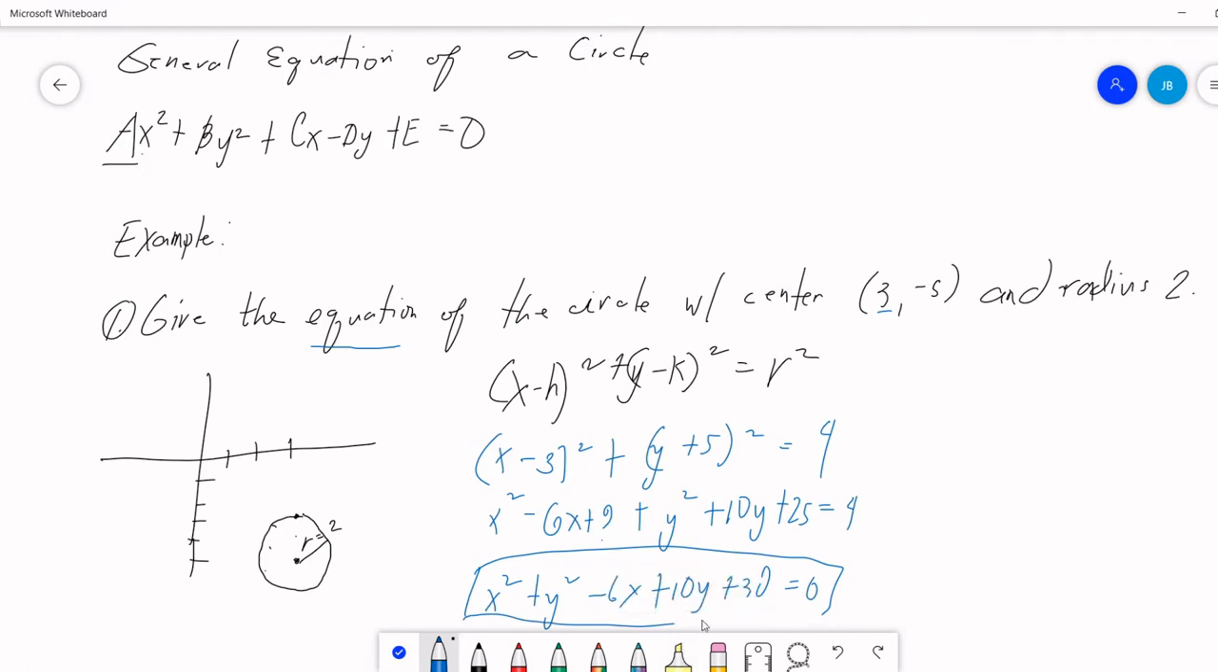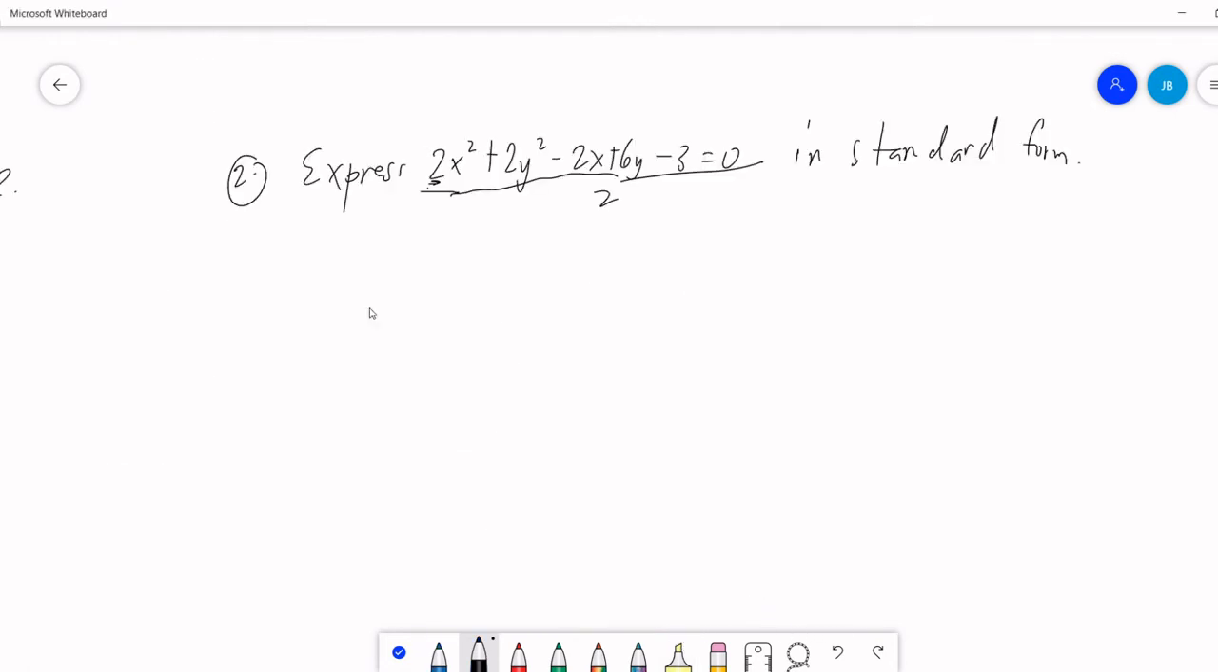Okay, so express 2x squared plus 2y squared minus 2x plus 6y minus 3 is equal to 0 in standard form. We have not yet divided by 2. So for this one, how are we going to make it into the form x minus h squared plus y minus k squared is equal to r squared?